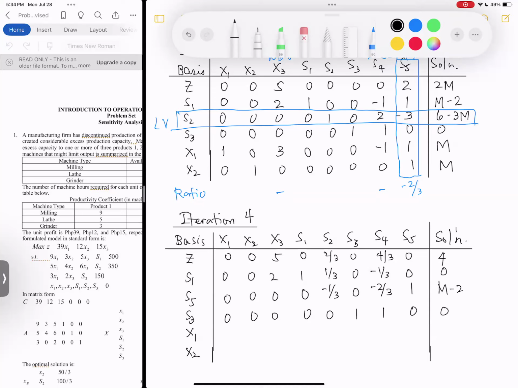Okay, so our non-basic variables are S2, S4, X3. So this is non-basic, this is non-basic, and this is non-basic. So it's still optimal. So we're just waiting for X1 and X2. Go.